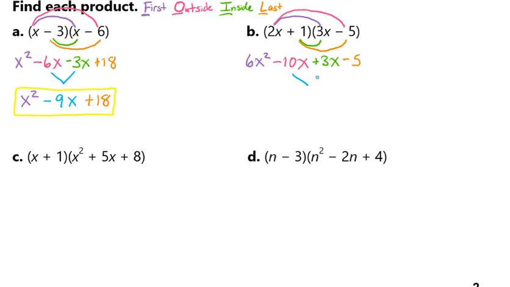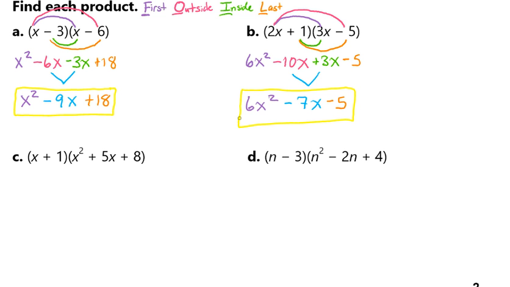We'll need to combine our like terms. So we'll have 6x squared, and negative 10x plus 3x is a negative 7x. And then we have our minus 5. We'll check to make sure that it's written in standard form, which it is, because we have a degree of 2, a degree of 1, and then a constant. So we're finished.